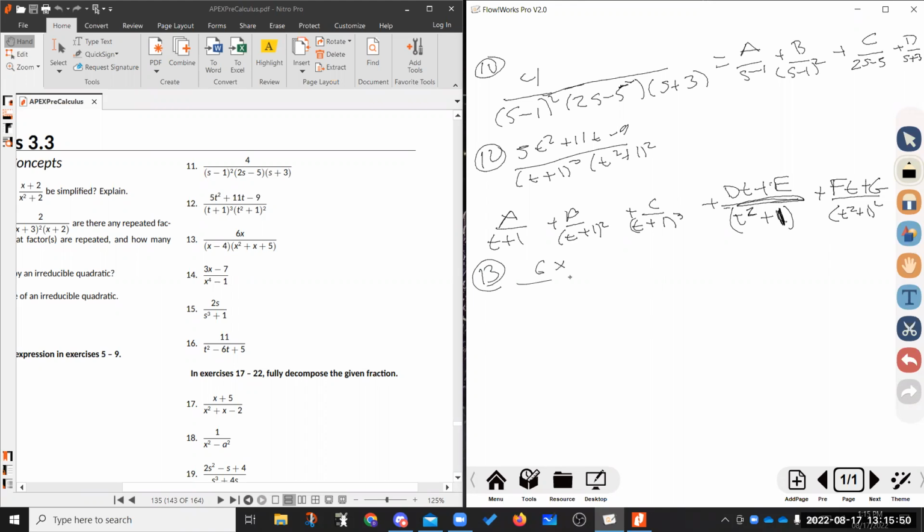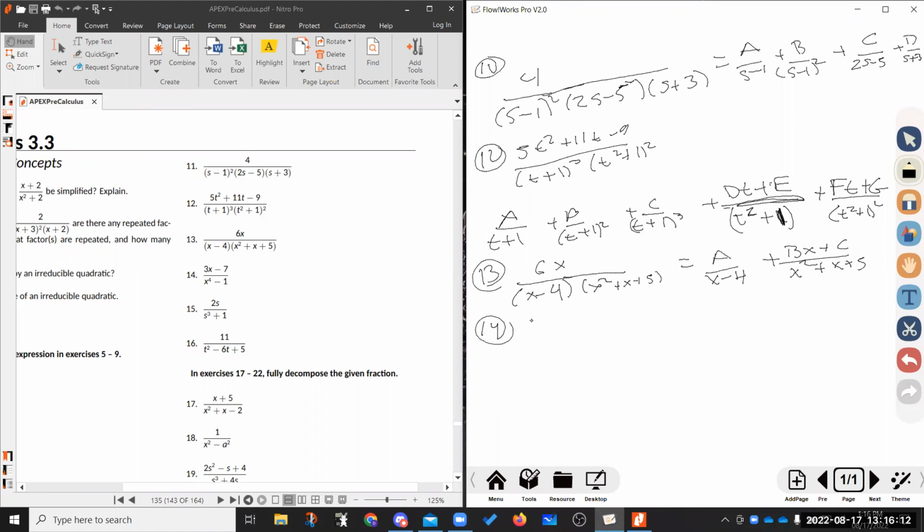13, 6x over (x minus 4)(x squared plus x plus 5). This is an irreducible quadratic. So we have A over x minus 4 plus Bx plus C over x squared plus x plus 5.